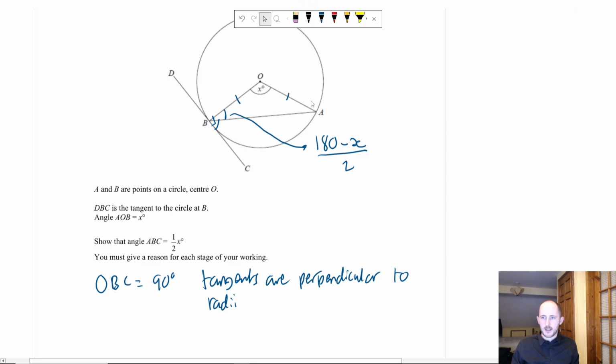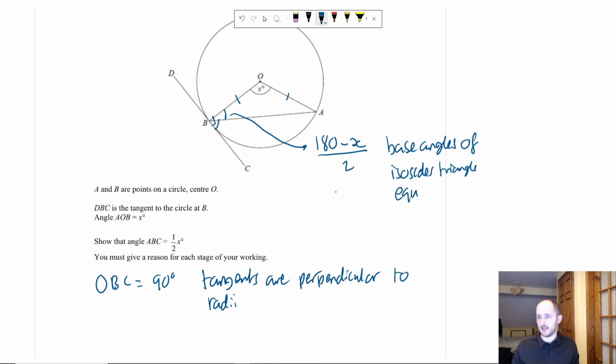Okay. Now, I need to actually write working out for this. Base angles of an isosceles triangle are equal. Perfect. So that would be my reasoning for that one.